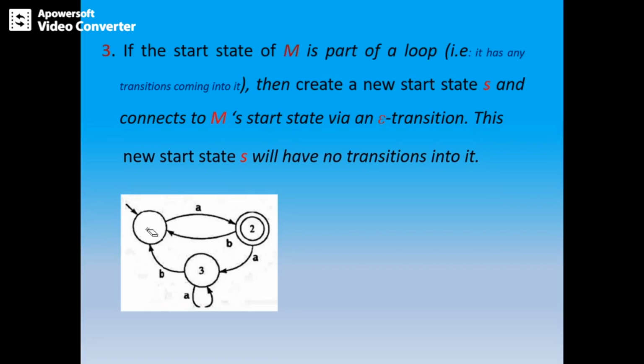Now what do you have to check? You have to check whether it is part of a loop. How do you observe that? How do you check whether it is part of a loop or not?